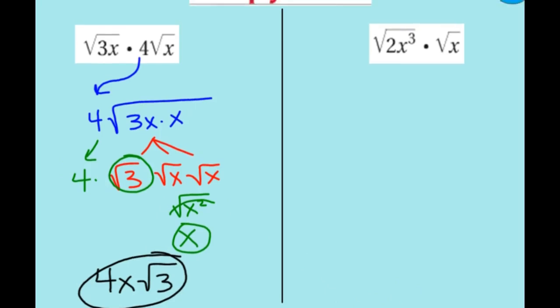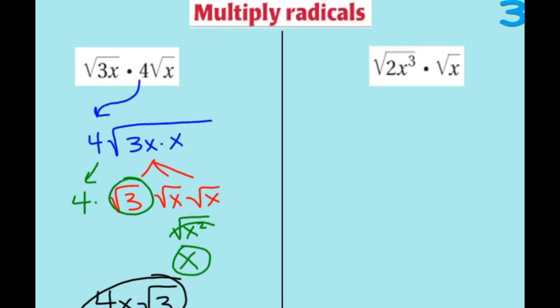I would like for you to try this next one on your own, and then see if you got it right. So far we can combine everything together because it's all under the square root. 2x to the third and another x. So if you want, we could multiply and make this x to the fourth. Doesn't matter if you split it up anyways.